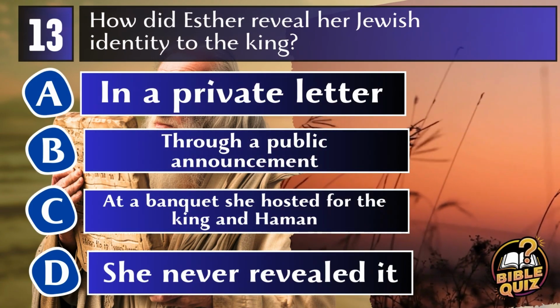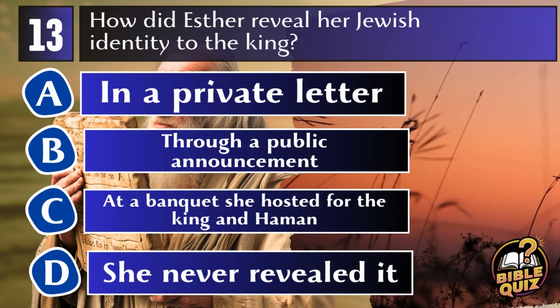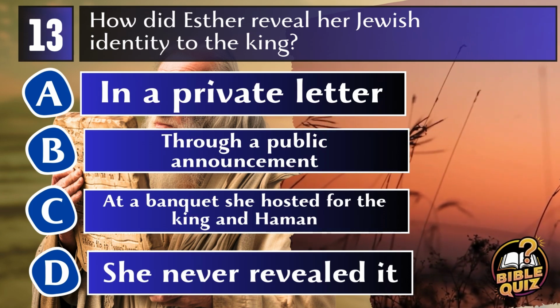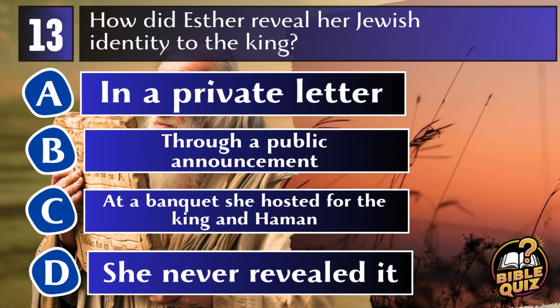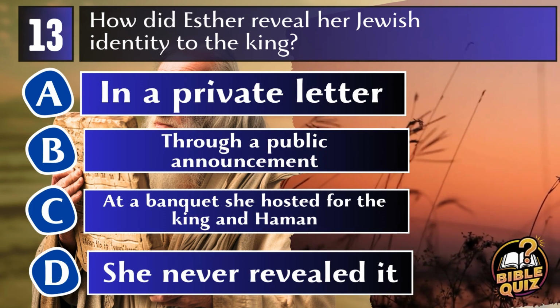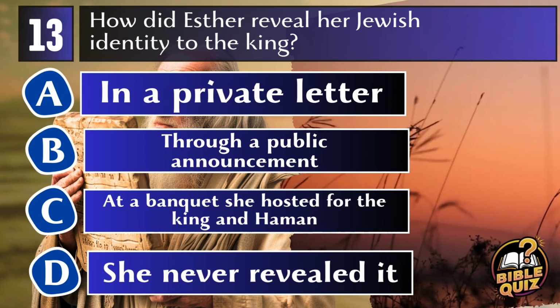Question 13. How did Esther reveal her Jewish identity to the king? A. In a private letter. B. Through a public announcement. C. At a banquet she hosted for the king and Haman. D. She never revealed it.